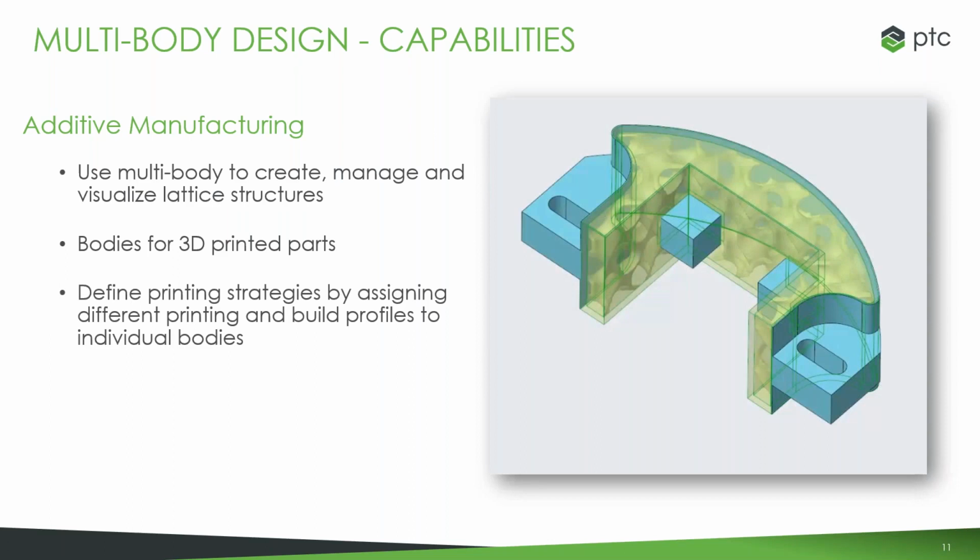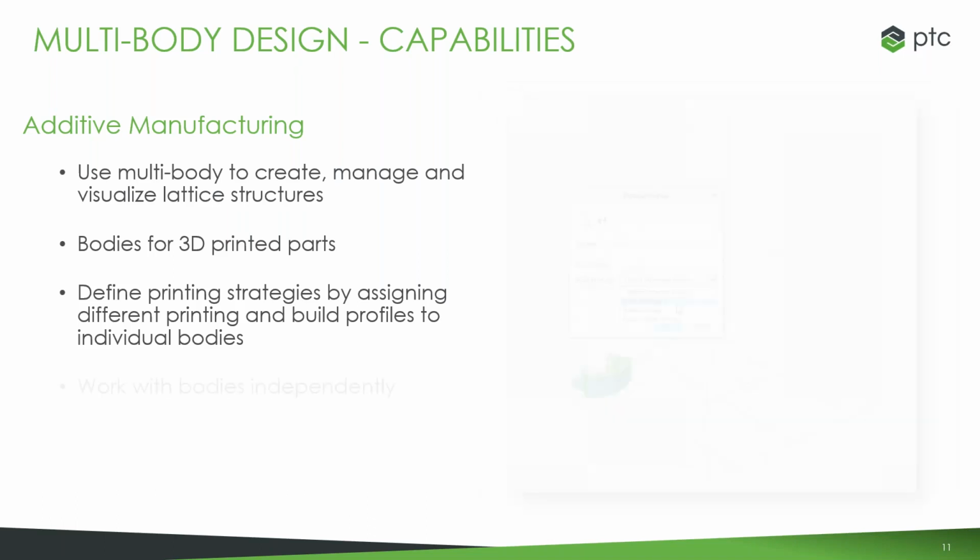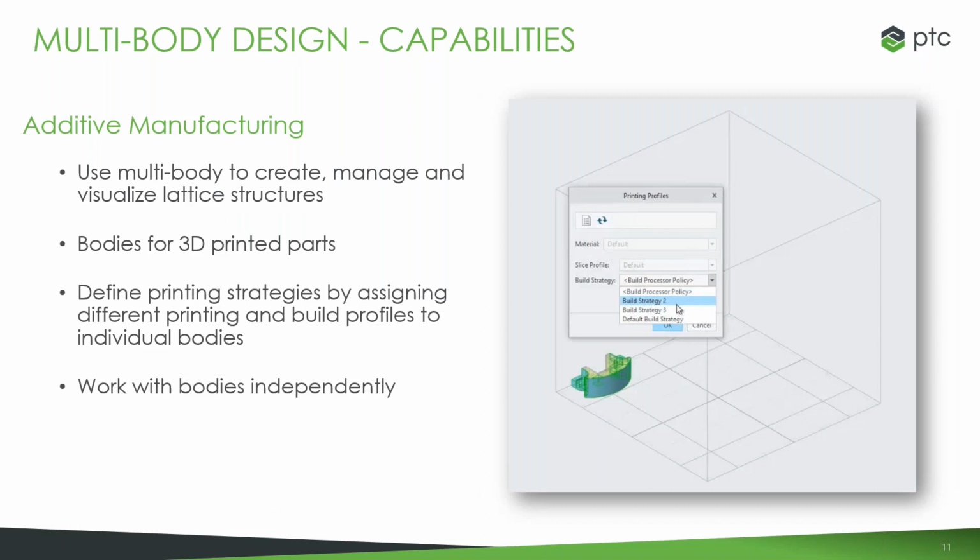You can define printing strategies by assigning different printing and building profiles to individual bodies. Also, the body colors are supported through 3MF export. In summary, we can analyze and measure the bodies as independent models and have more granular control of additive manufacturing.